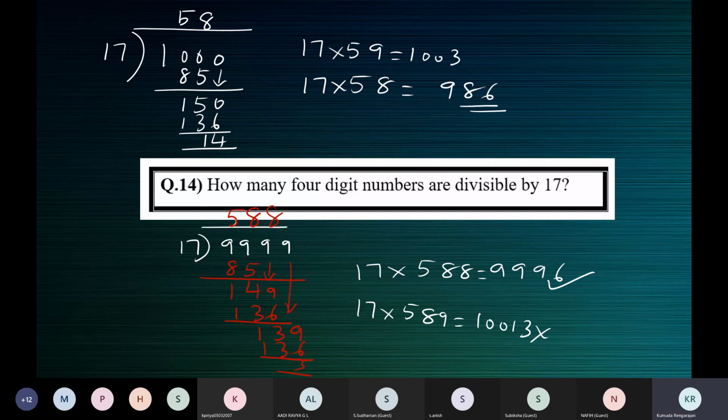With the help of the smallest and the largest 4-digit numbers, we identify the smallest 4-digit number divisible by 17 and the greatest 4-digit number divisible by 17. Is it fine, children? Simply divide 1000 by 17.